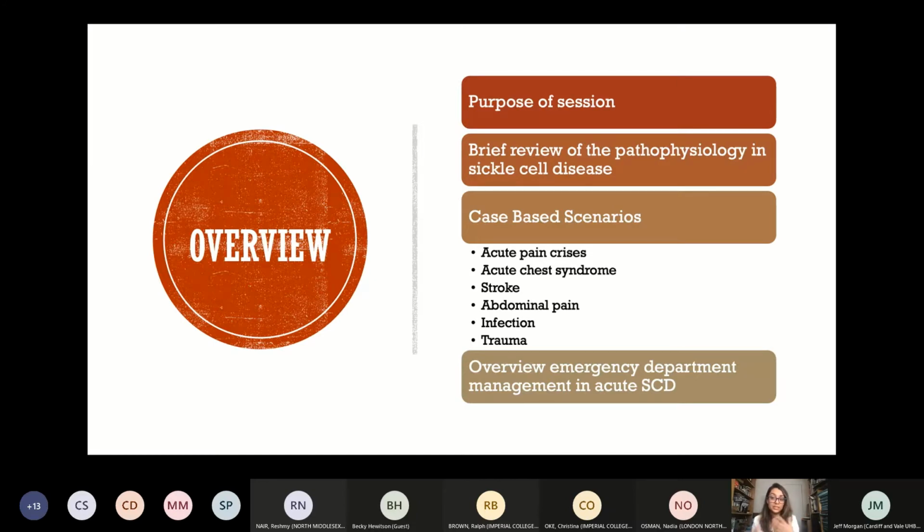The format of this is that after every case, we'll take a couple of questions. So we'll break between each case for about 4 to 5 minutes. If you have any questions with regards to that particular case, pop them into the chat box. I'll have a look, and then me and my colleagues can come together to answer any of these questions.